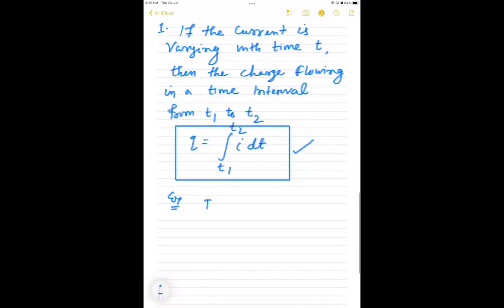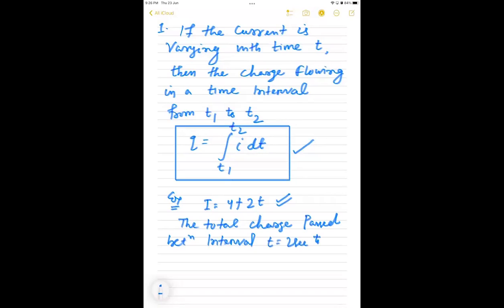Current is given, I is equal to 4 plus 2t, right? That current is a function of time. I is in ampere and t is in second. Then the question asks for the total charge passed between the interval t is equal to 2 second to t is equal to 6 second, right?